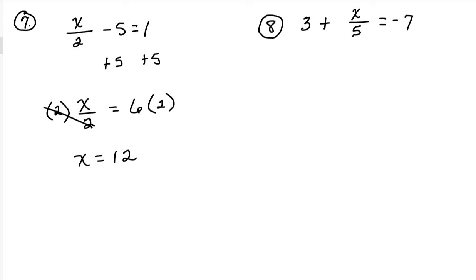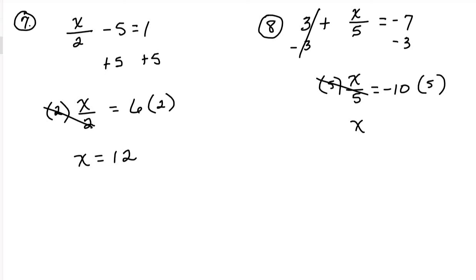Problem 8, we're going to get rid of this 3 first. You always want to get rid of the number that's being added or subtracted first. And this will cancel out, so you have x divided by 5 equals negative 10. Then you're going to multiply both sides of your equation by 5. That cancels, so x equals negative 50.